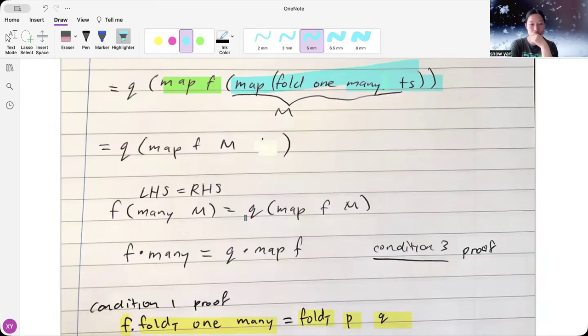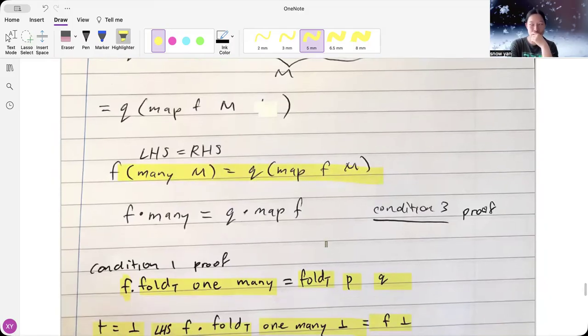So we want to show that the left-hand side equals the right-hand side, so we're going to equate those two things. So in point form, we're going to do f many equals Q map f. So this would be the condition 3 that we have.